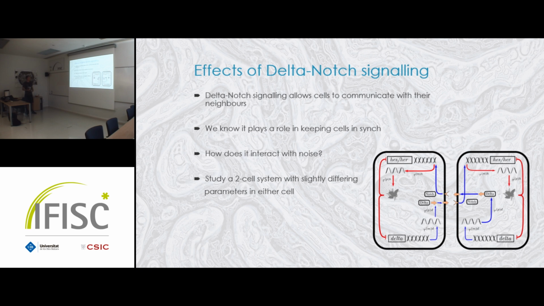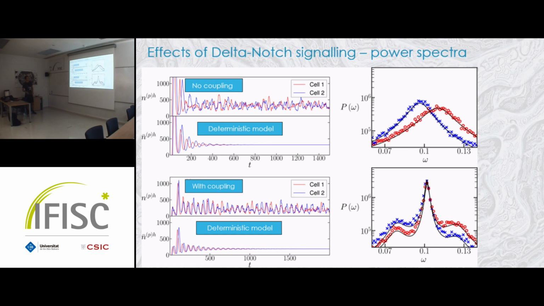How does this work? We have two cells with ever so slightly different internal parameters, such that if we had no delta-notch signaling between the two cells, they would oscillate at different internal frequencies. Then we switch on the delta-notch signaling and see what happens. That's what we do here. Without the coupling, you can see that the two cells are oscillating with pretty much different frequencies. The peaks and the troughs aren't lining up at all, so these are clearly not in sync. This is evidenced as well by the power spectrum of fluctuations, which has a different peak frequency in either cell.